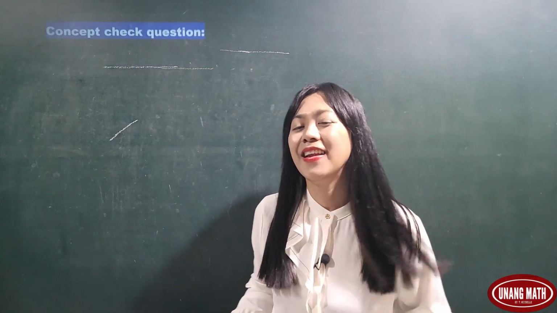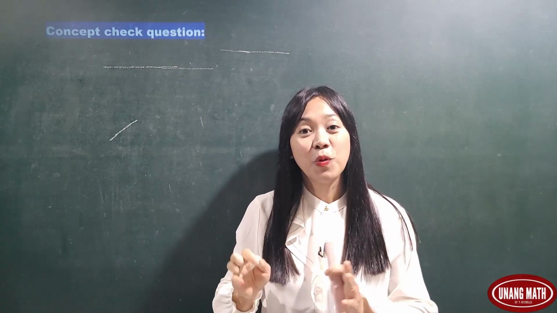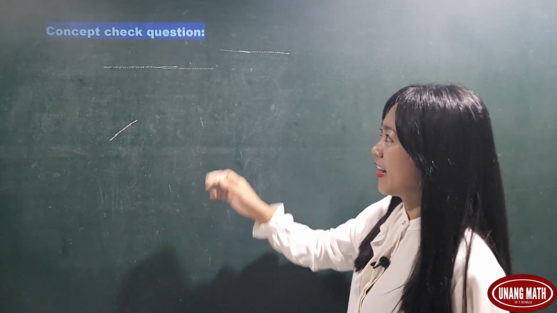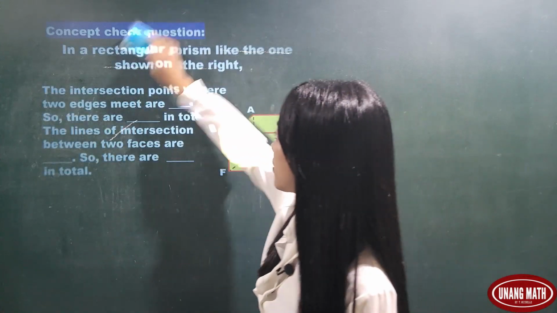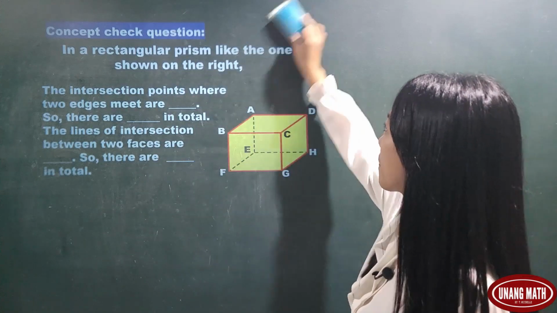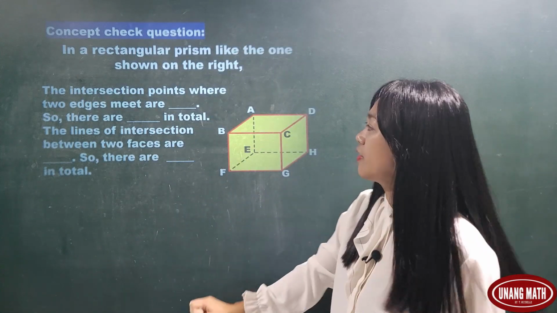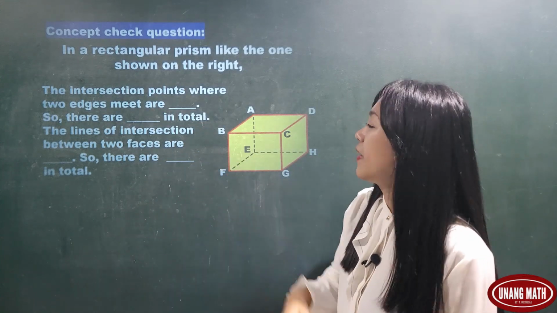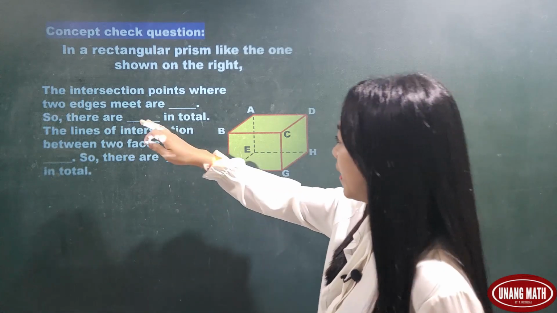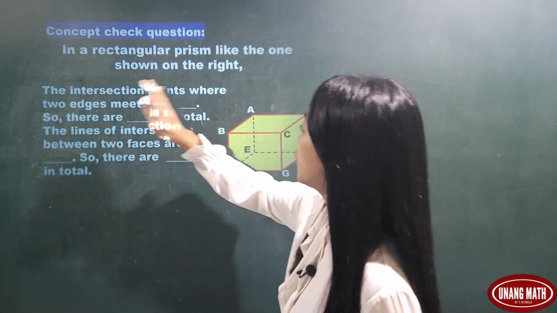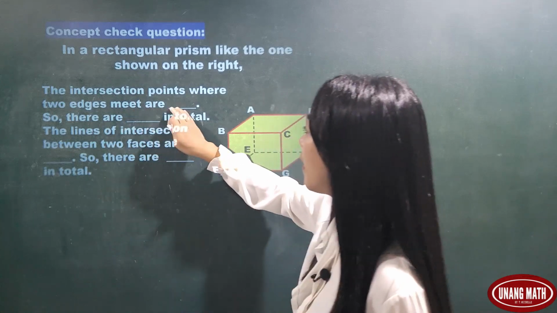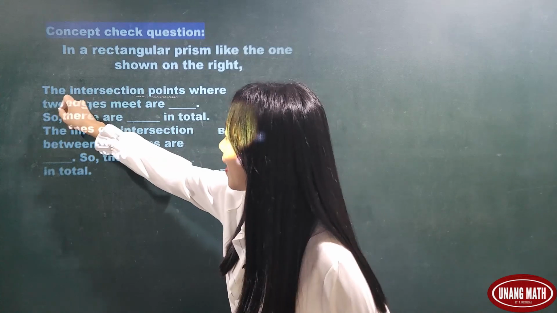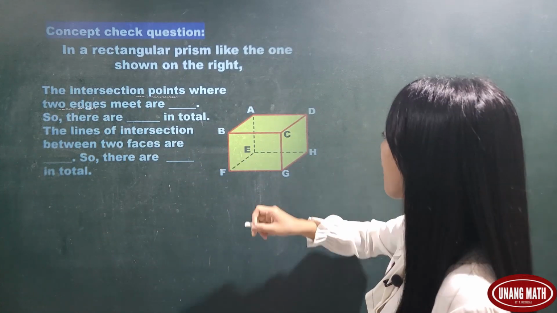Now let's check your understanding of the concepts we have learned a while back. Let's answer these concept check questions. In a rectangular prism, like the one shown on the right, let's complete the following sentences. The intersection points where two edges meet are blank. Intersection points where two edges meet. Let's give an example.